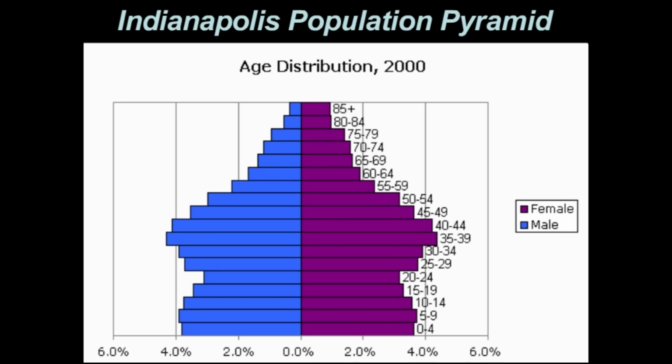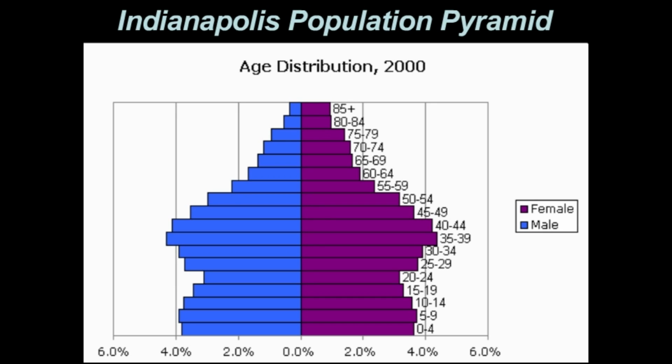Next up is Indianapolis, and Indianapolis has a very clean showcase of that baby boom, and then the Generation X, in which you see lower numbers, and then the echo boom. The next swell there, in the 5 to 9, 10 to 14 age groupings.